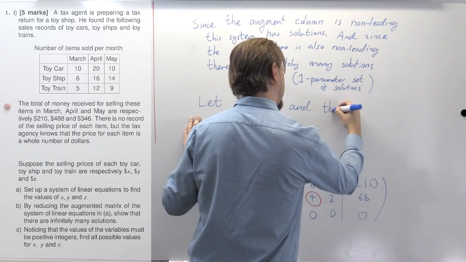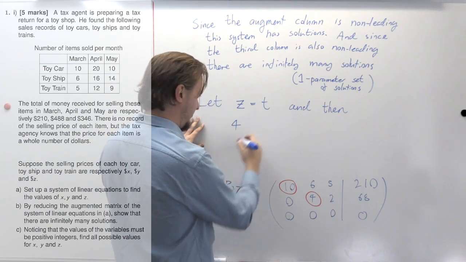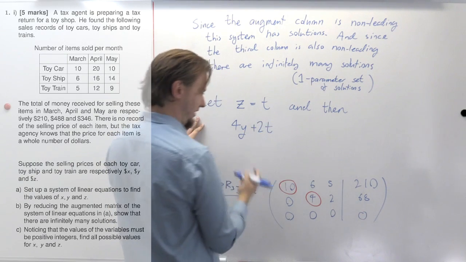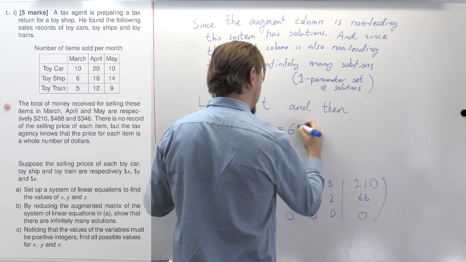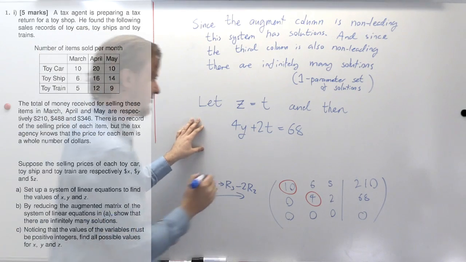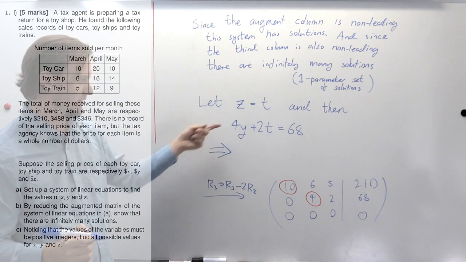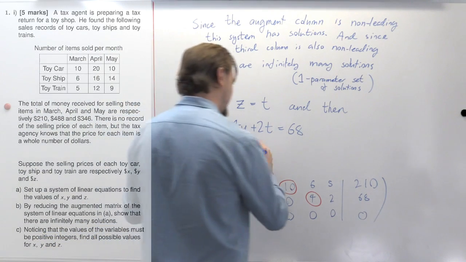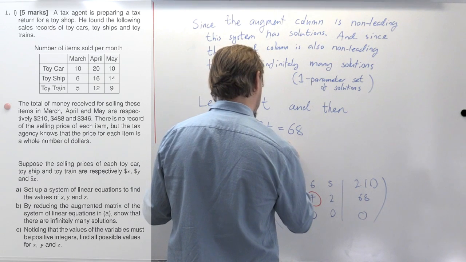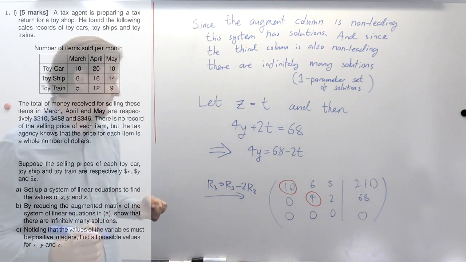And then, if you look at this equation here, it tells you that 4 times y plus 2 times, in this case, t, is equal to 68. And here's a chance to use a nice symbol. So it follows from that. So this tells me that from this line, it follows that 4y equals 68 minus 2t.